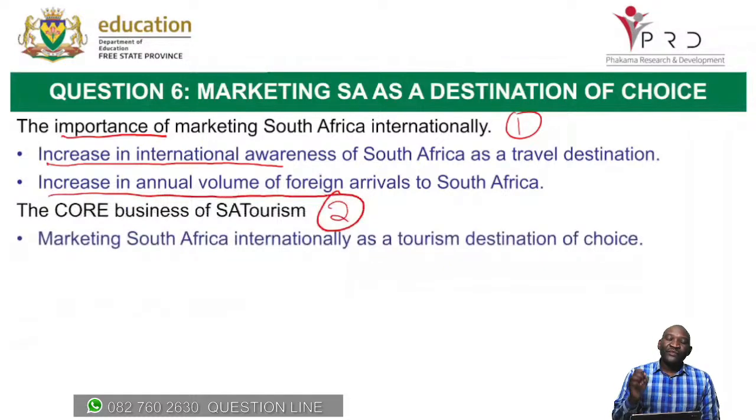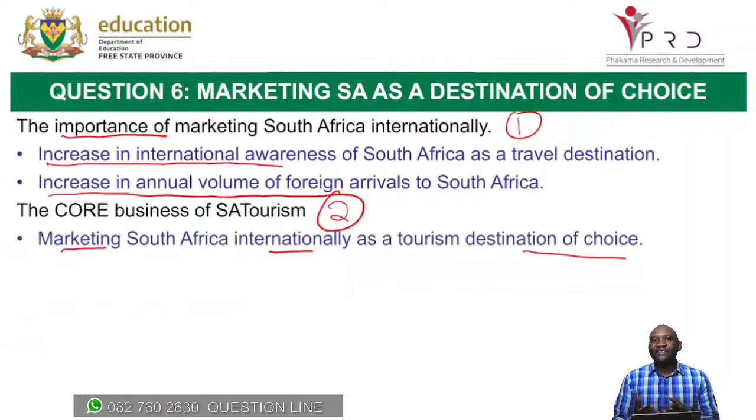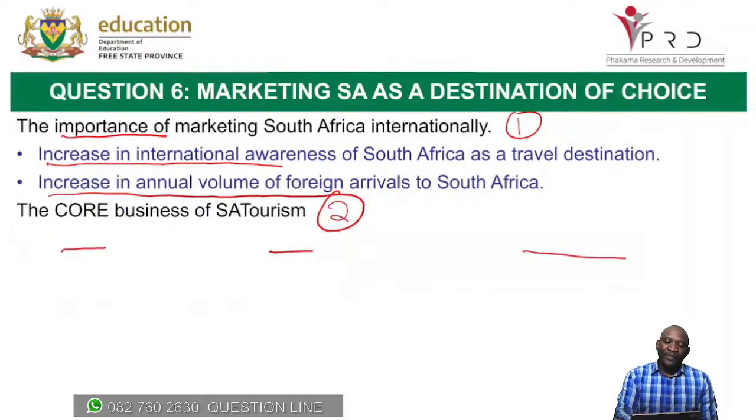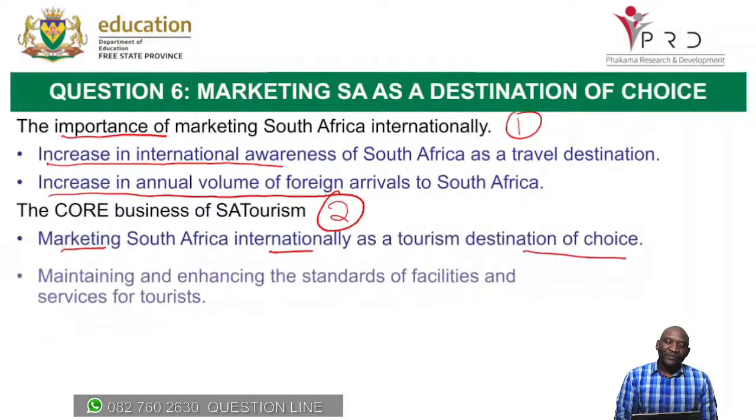Right, number one, the role of SA Tourism is to market South Africa internationally as a destination of choice. That is their job and nothing else. They need to sell the country, make sure that from the piece of the pie of tourists visiting different parts of the world, we actually have a huge chunk coming to visit South Africa. Right, what can be the second one?